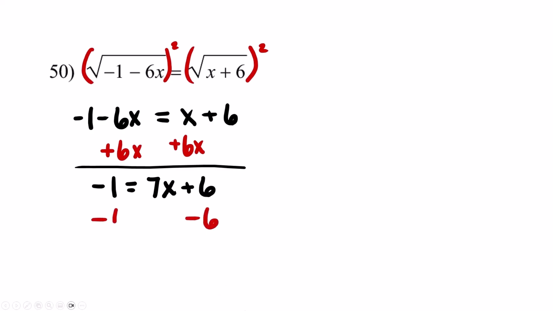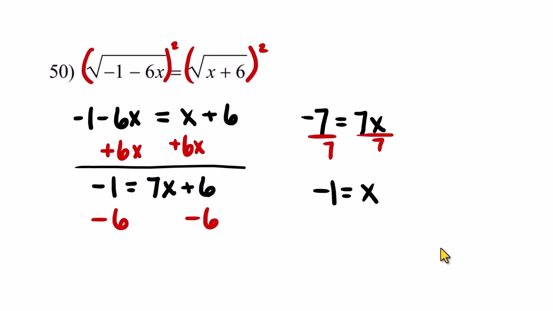Now I'm going to subtract the 6 from both sides. -7 equals 7x. So I divide both sides by 7. x equals -1.